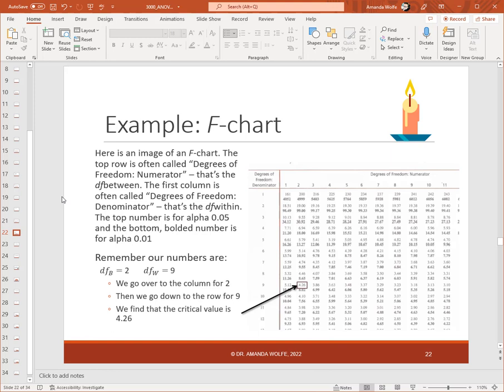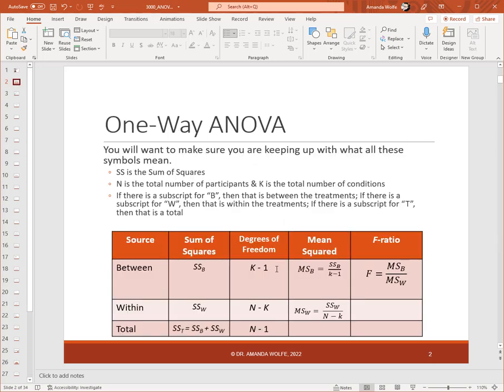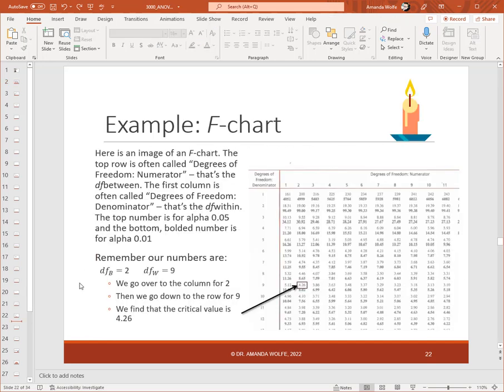All F charts have a top row that is usually labeled something like the degrees of freedom numerator. This is their version of saying the degrees of freedom between. That's because the degrees of freedom between is part of the between that is the numerator for the F ratio. The first column is the degrees of freedom denominator. That's going to be our degrees of freedom within for the same reason.